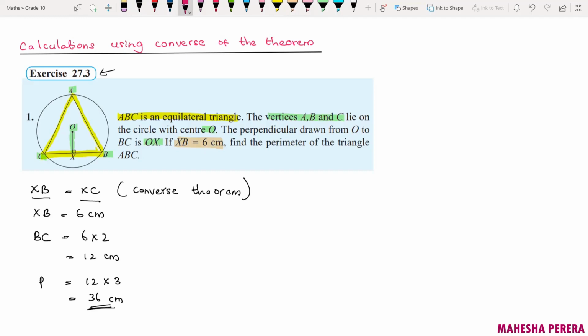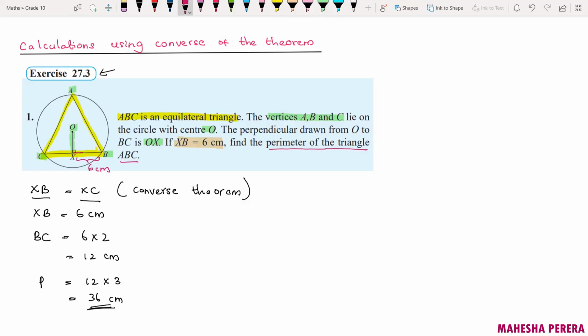XB, right, that means this length. If it is 6 centimeters, find the perimeter of the triangle ABC. Now, how do we find the perimeter? It's a very easy task, right?